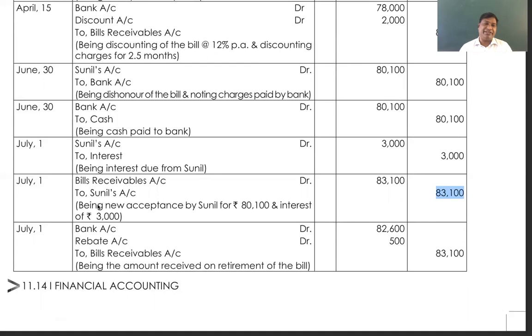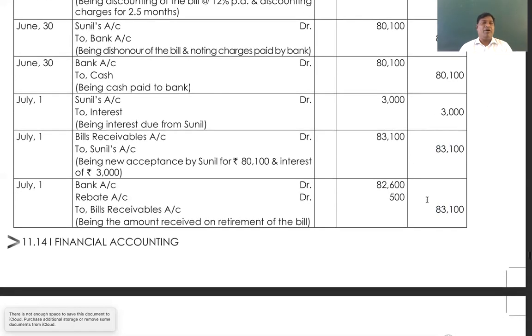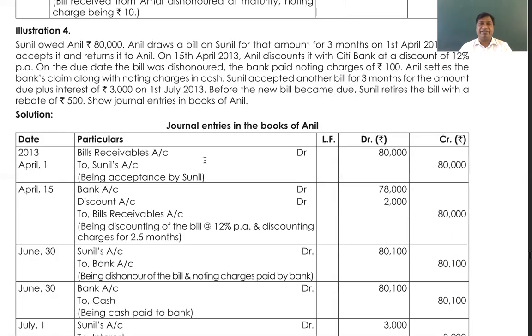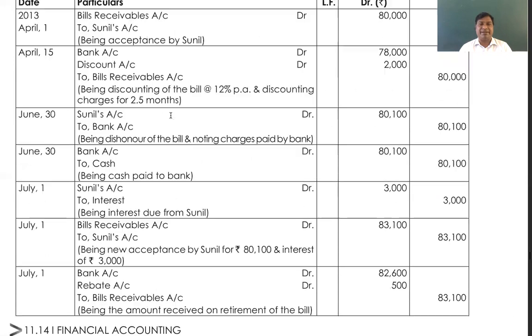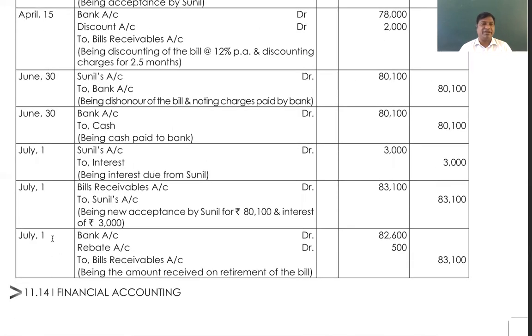Right? You write in the narration, being new acceptance by Sunil for 80,100, the previous amount, plus the interest of 3,000, all put together, 83,100, on 1st July, even before the maturity date. There's no date given, right? If there's a date given, we would have written the date, so therefore, we are writing the same date.